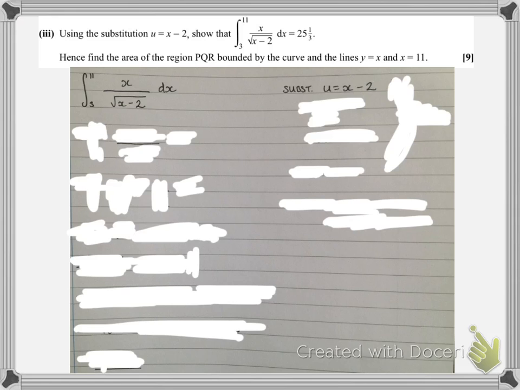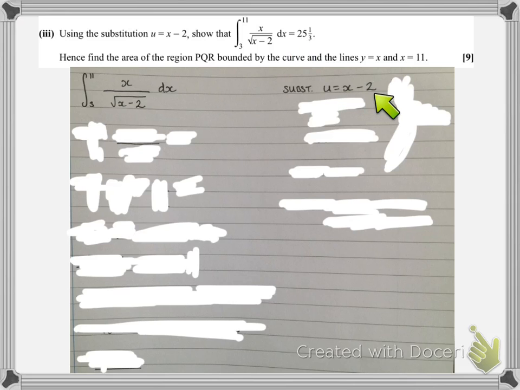In part 3, we're going to use a substitution, u equals x minus 2, to show that this integral equals 25 1/3. Now again, we've got "show that", so we'll need to show plenty of working. And indeed, it's a 9-mark question, so there is going to be a lot of showing to do. But it is actually quite a straightforward integral here. There's also this extra part, which is going to be worth a mark or two, finding the area of the region bounded by the curve and the lines y equals x and x equals 11. So we'll come on to that second part in a moment. So first of all, this integration.